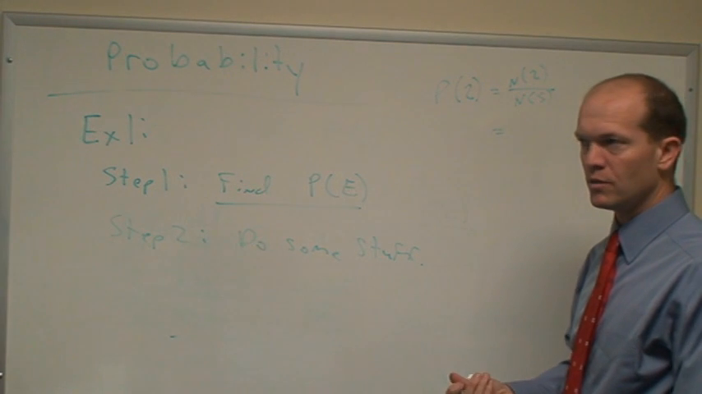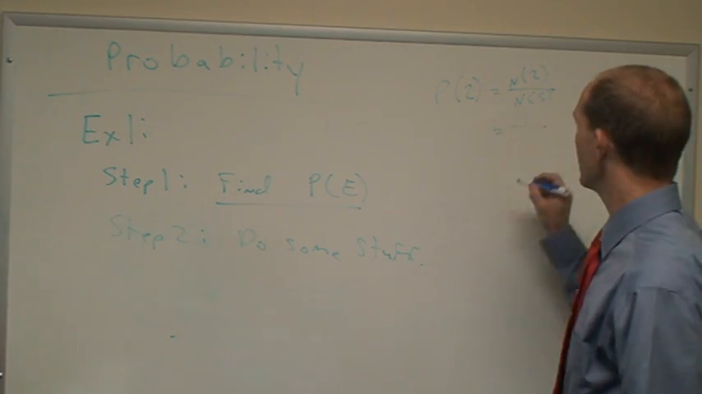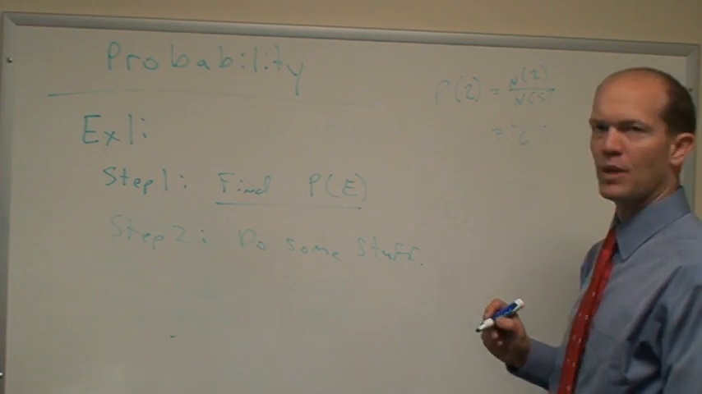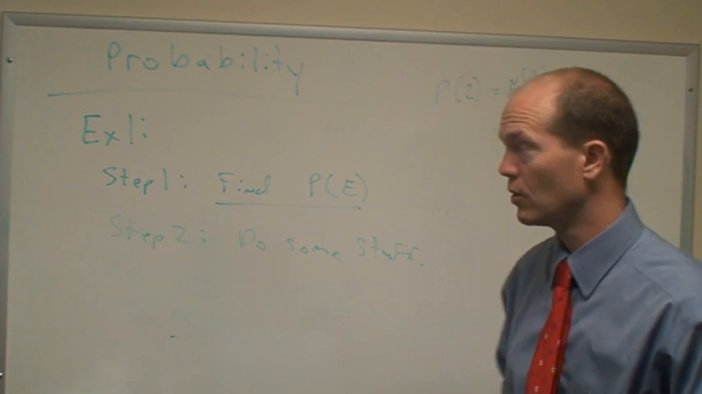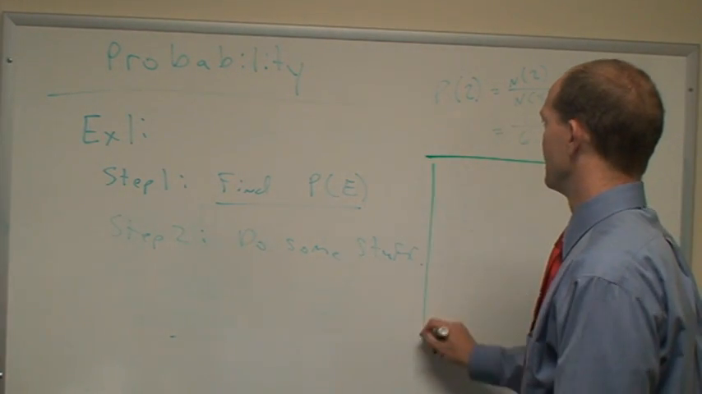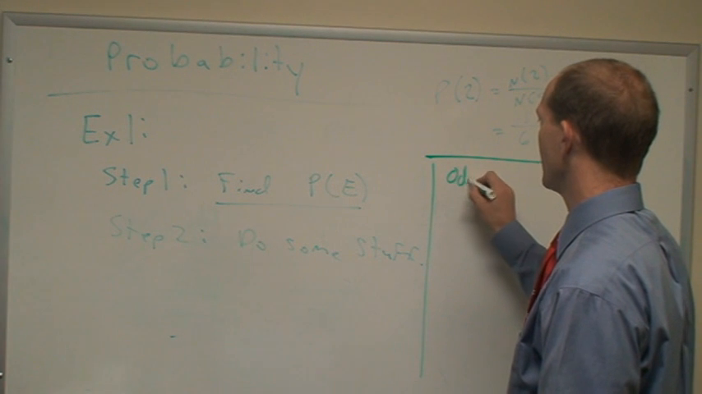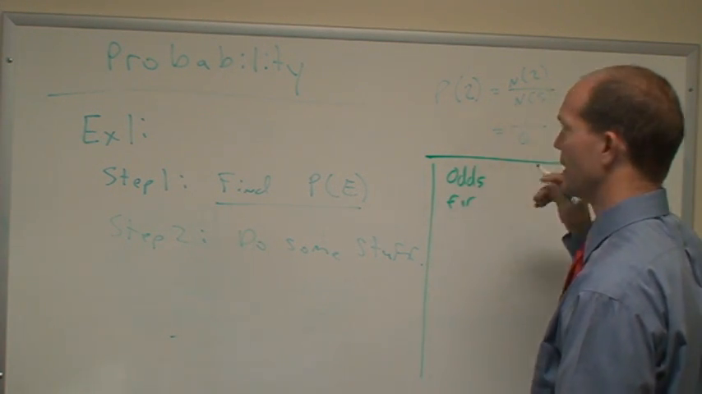How many 2's are there on a 6-sided die? There's 1. How many total sides are there? There are 6. So the probability of the event is 1 to 6, or 1/6. Alright, now we're going to do some stuff. The odds for the event represent a different kind of ratio than the probability does.